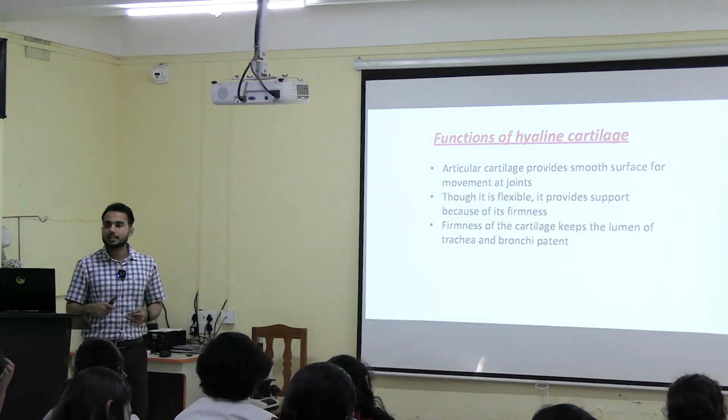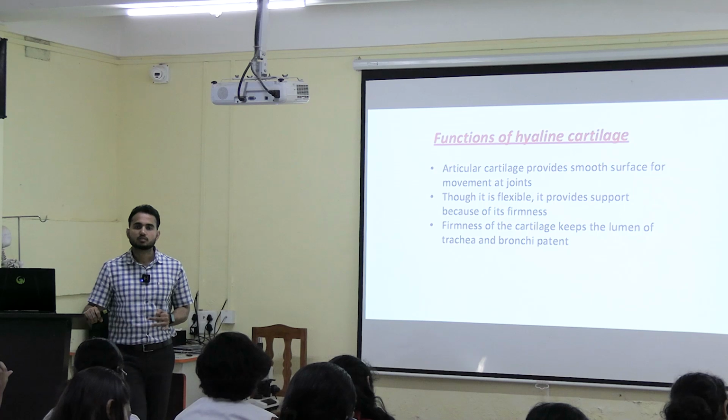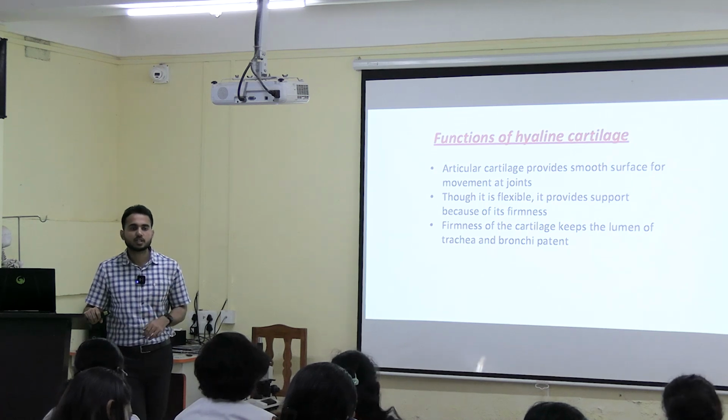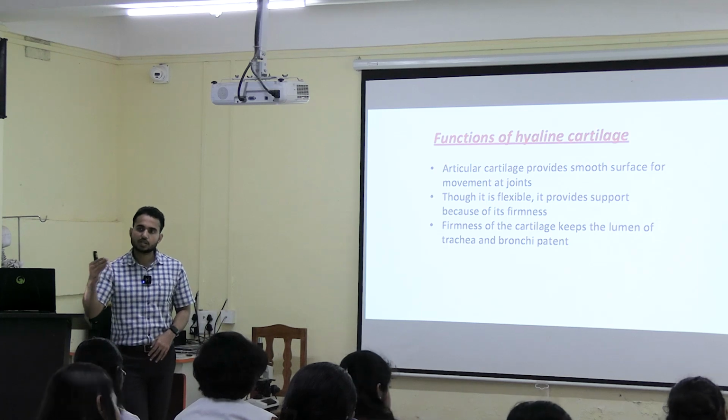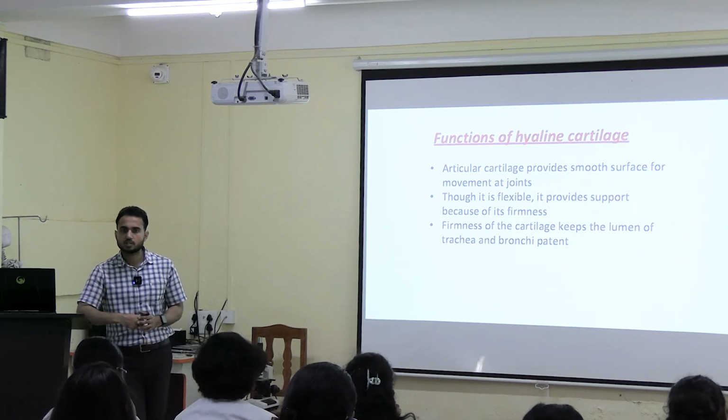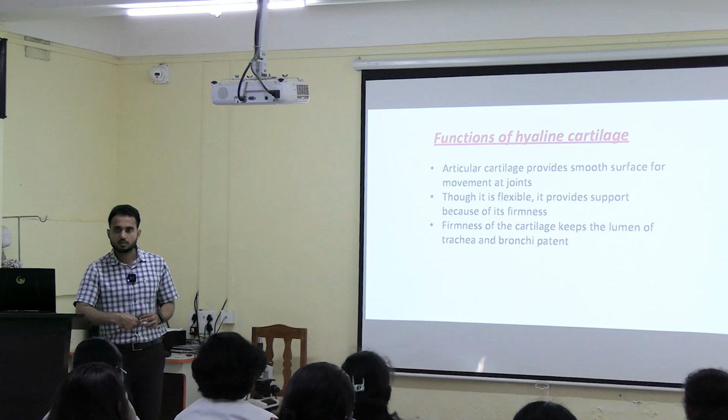So where will the costal cartilage be present? On the anterior aspect of the ribs. You have studied about ribs, right? So what is there in the anterior part of the ribs? What is attached? At the anterior end, costal cartilages.